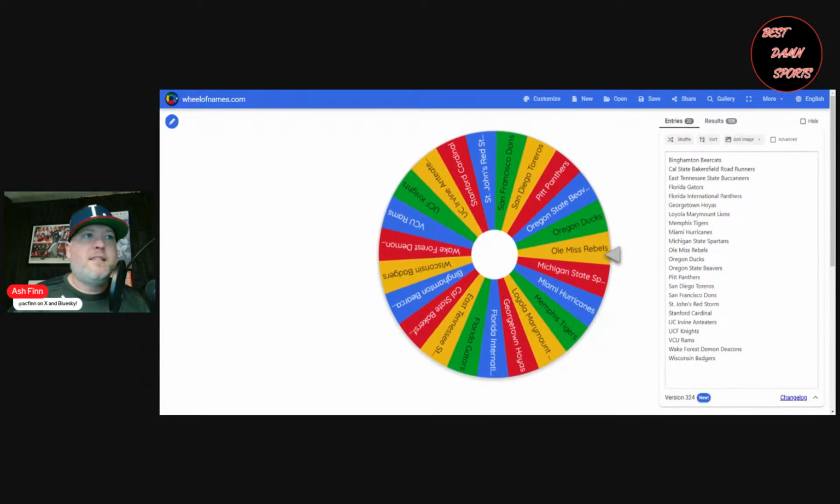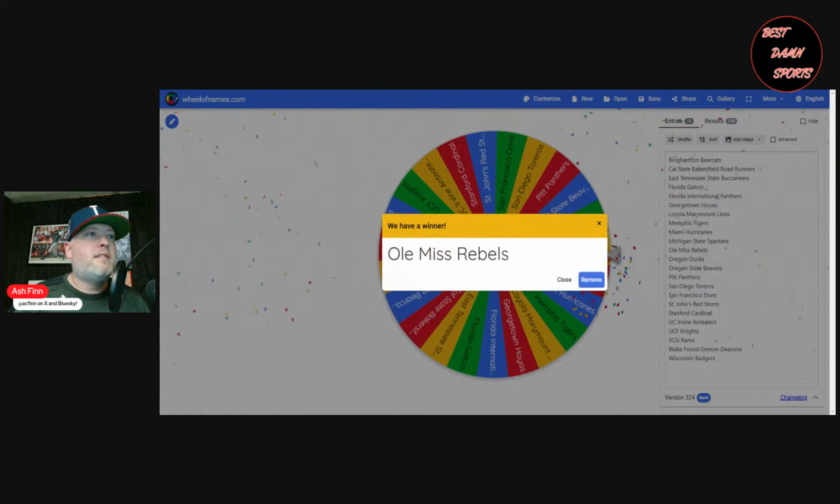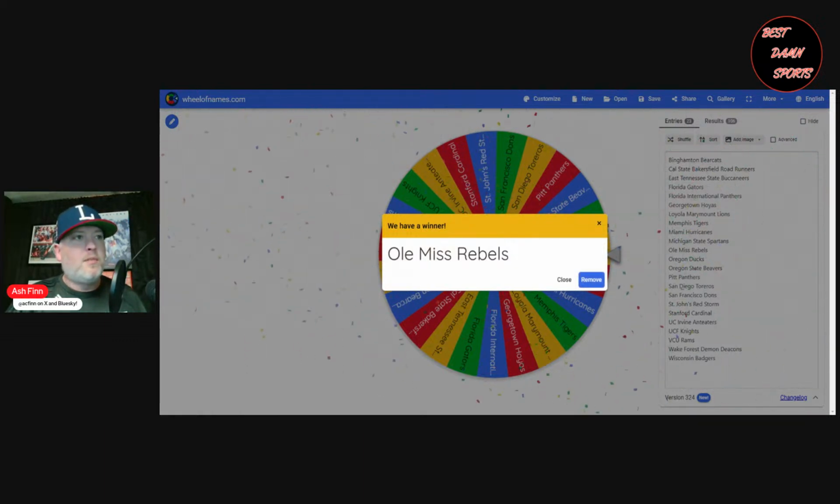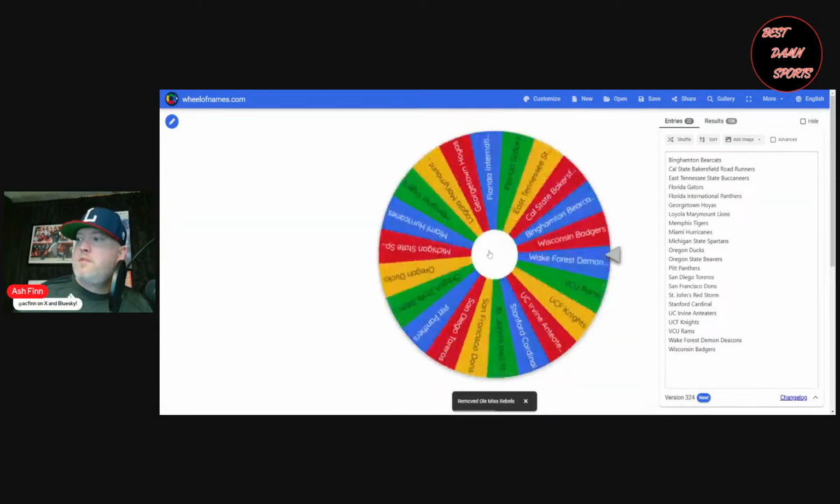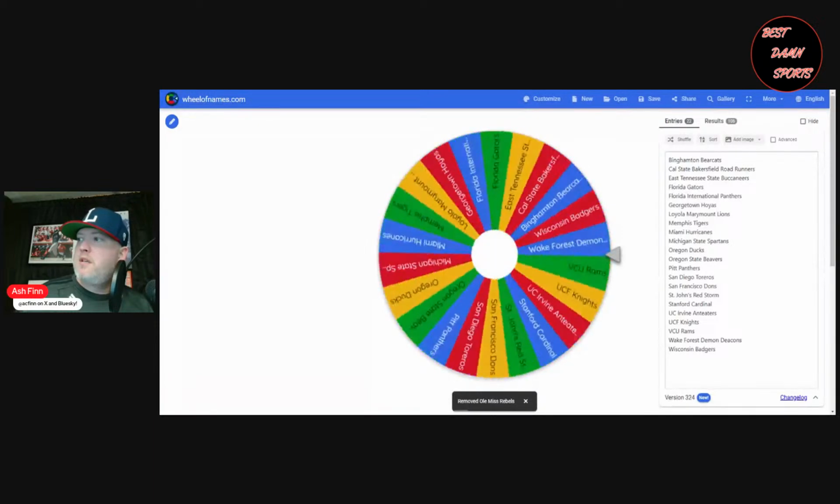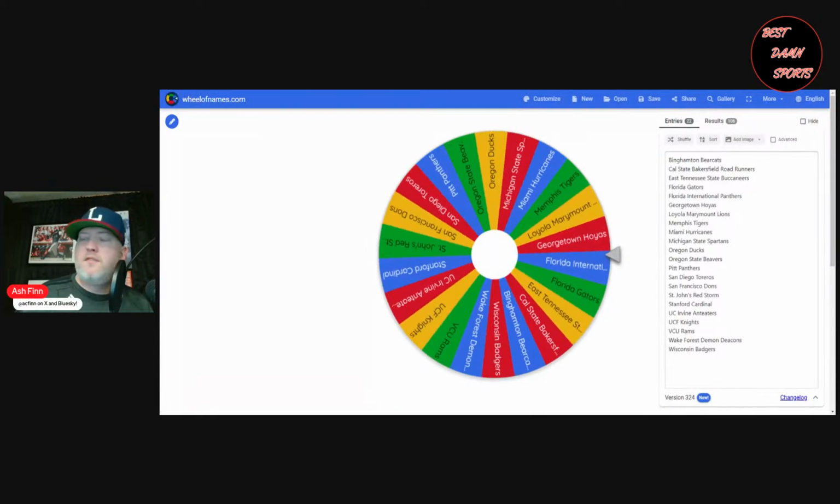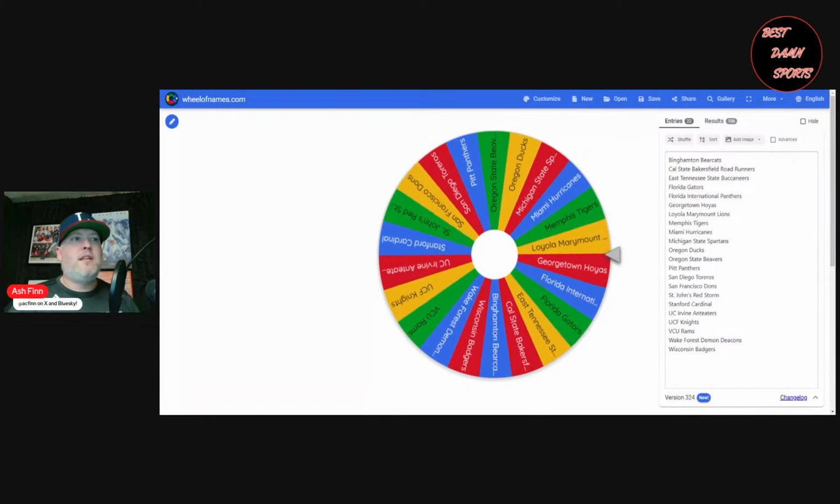All right, for the SEC, we're going to have the Ole Miss Rebels picking number 2. So I just wrote SEC. Ole Miss. Hotty toddy, the number 2 pick. So we know when we get them spun that the Florida Gators will have the number 1 pick in the SEC.